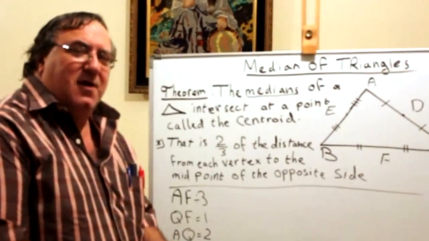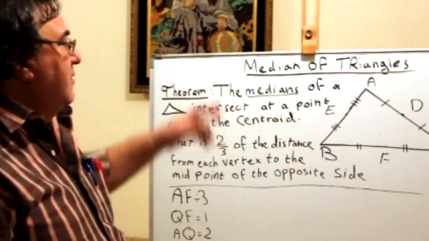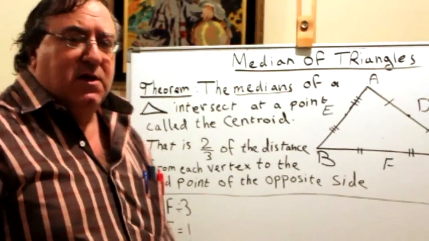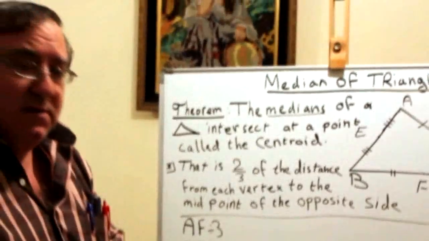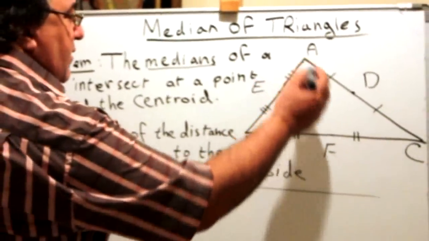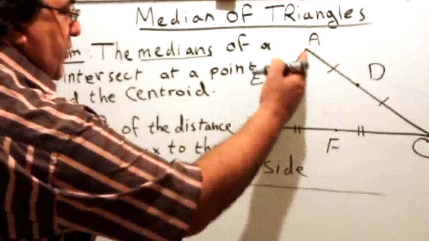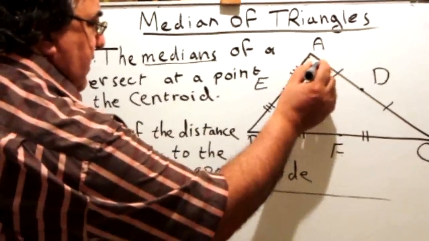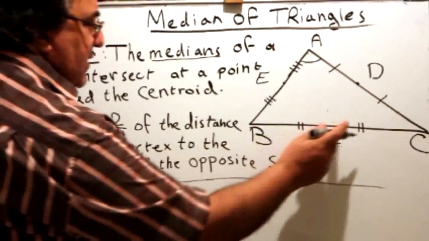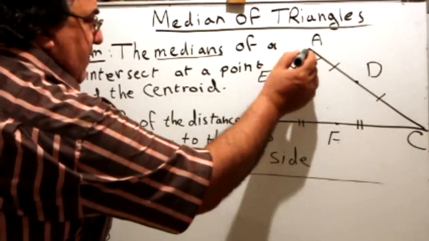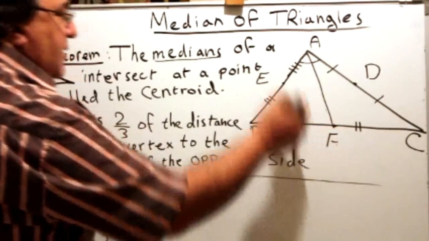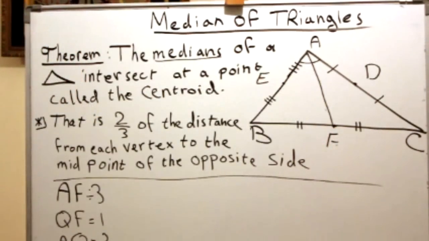Hi, today our lesson in geometry is about the median of triangles. What does it mean, median? A median is the segment which connects any vertex of a triangle to the midpoint of the opposite side. With this triangle A, the opposite side is BC, and the midpoint is F. The segment connecting the vertex to the midpoint of the opposite side, we call it a median.